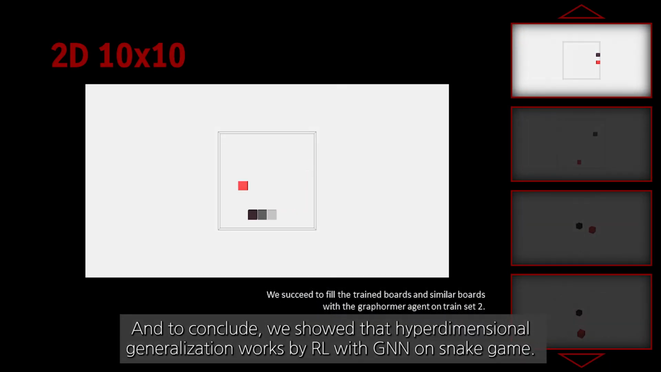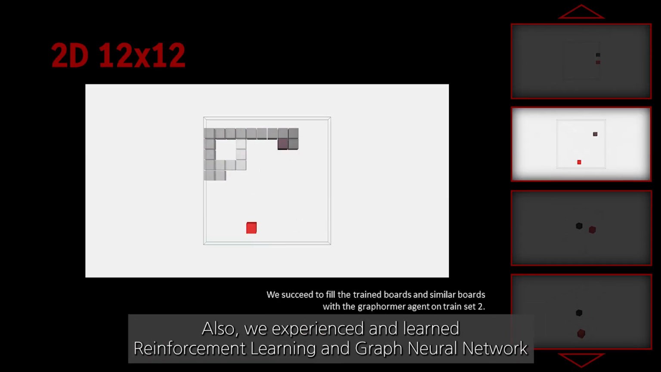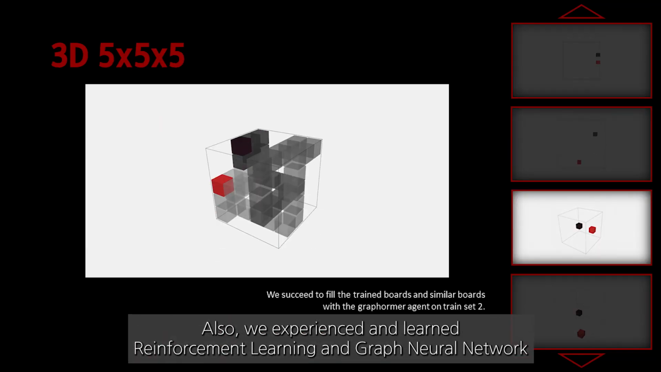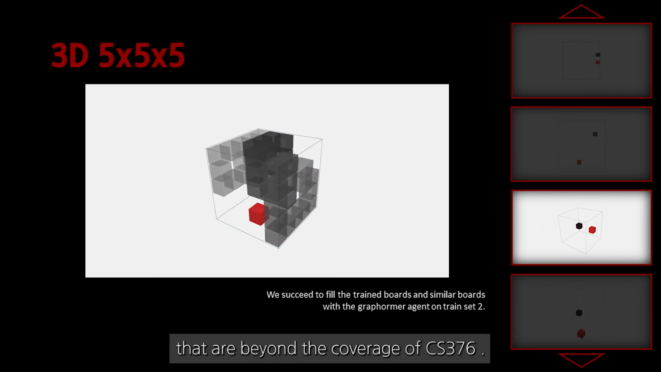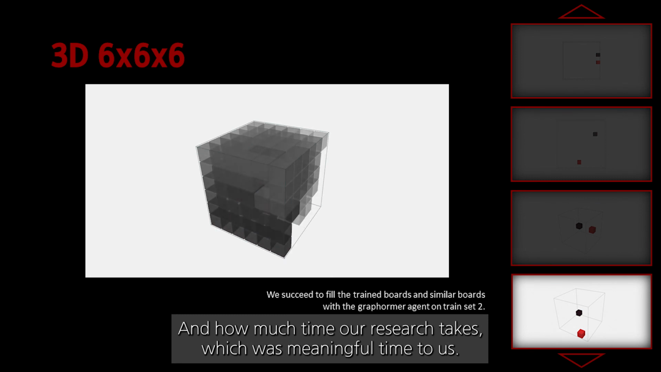And to conclude, we showed that hyperdimensional generalization works by using GNN on the Snake game. Also, we experienced and learned reinforcement learning and graph neural networks that are beyond the coverage of CS376, and learned how much time our research takes, which was meaningful time to us.